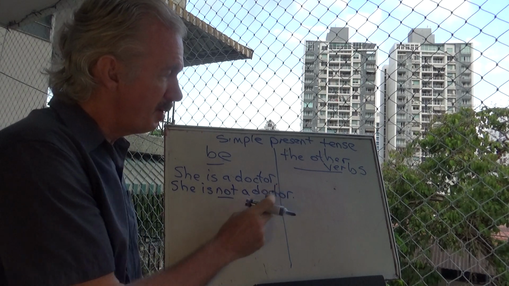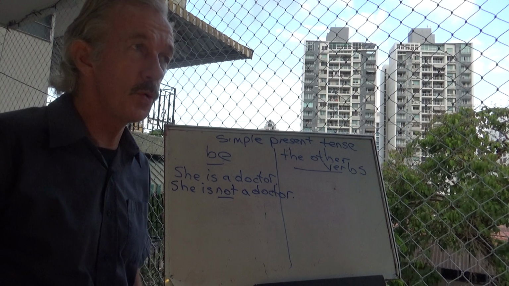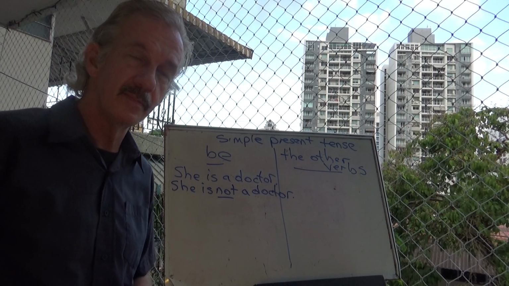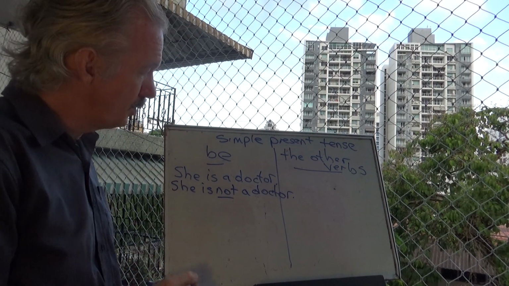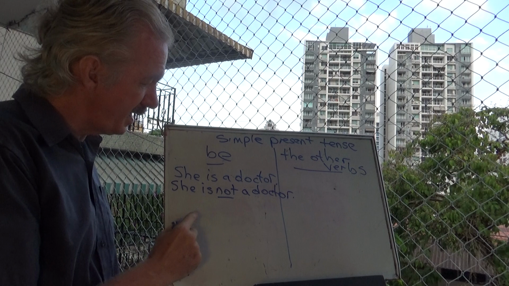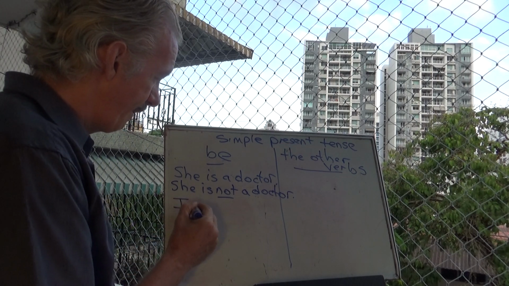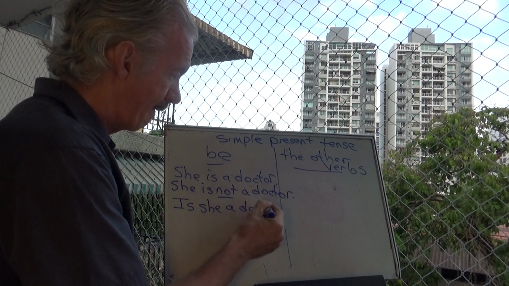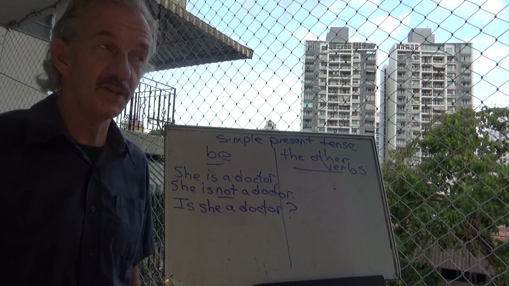Now, how would we make a yes or no question out of this sentence? A yes or no question, a question that has yes or no as its answer. It's easier to do than you think. You only have to take the verb to be and she and change their places and say, is she a doctor? That's it. Is she a doctor?